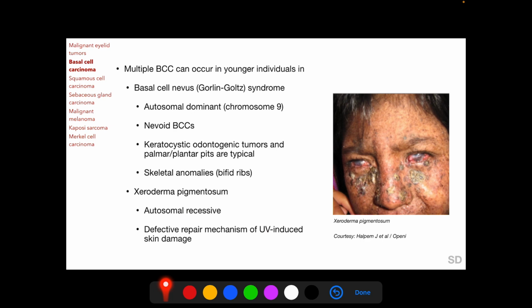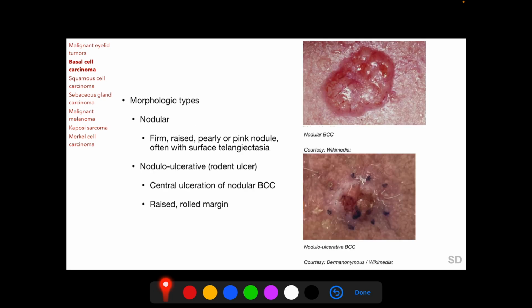sunlight-induced skin damage. The morphologic types of BCC found clinically include nodular BCC, nodulo-ulcerative BCC, morphiform or sclerosing BCC, and pigmented BCC. In nodular BCC, as seen here in this picture, the lesion appears as a firm, raised pearly or pink nodule, often with surface telangiectasia. In nodulo-ulcerative BCC, also called a rodent ulcer, we find a central ulceration surrounded by a raised rolled margin.